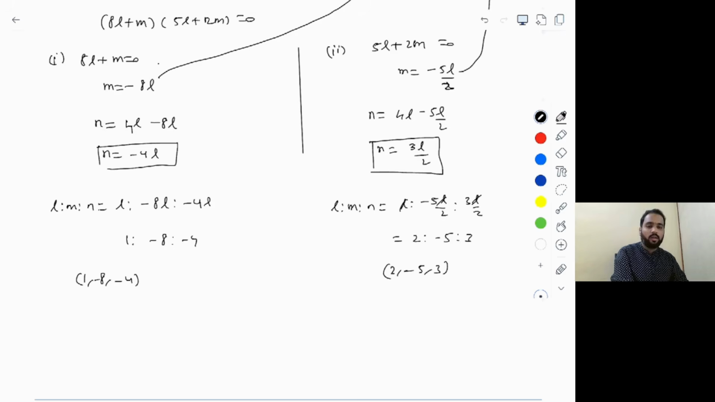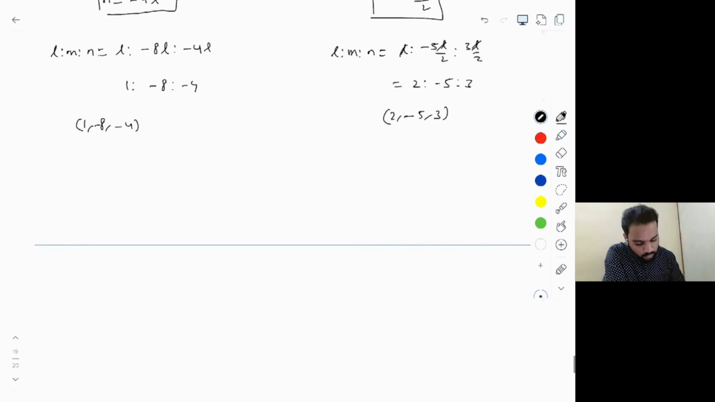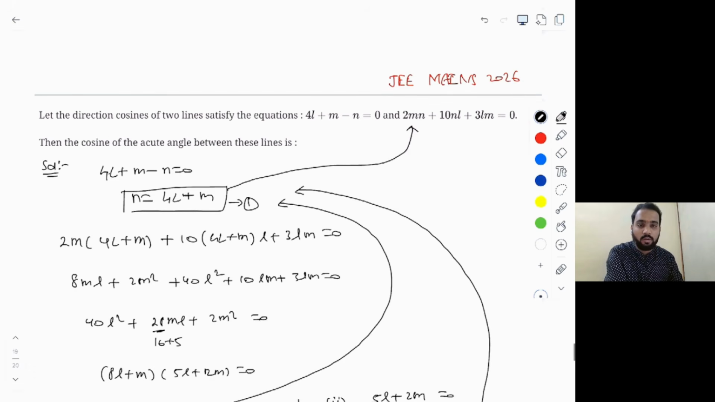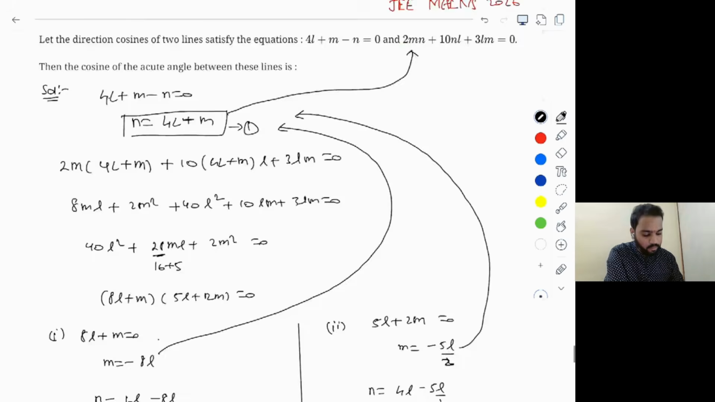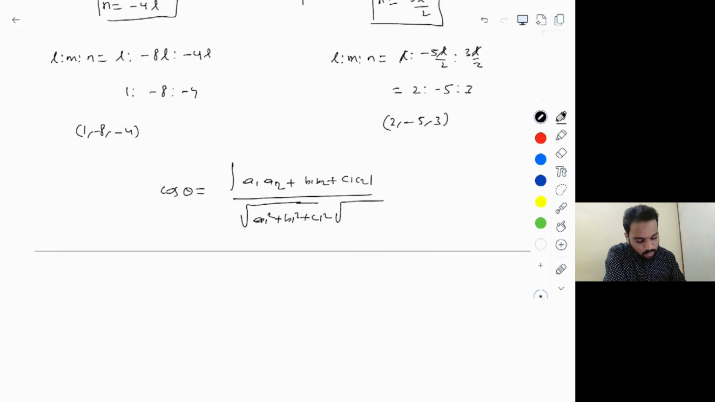And you have the DRs of both the straight lines here, and you know very well now what to do when you have the DRs of two straight lines. In the question they are asking us to find out the cosine of the acute angle between them. Since you want the acute angle, directly use the formula: cos theta is equal to the absolute value of a1 a2 plus b1 b2 plus c1 c2, whole divided by square root of a1 square plus b1 square plus c1 square multiplied by square root of a2 square plus b2 square plus c2 square.